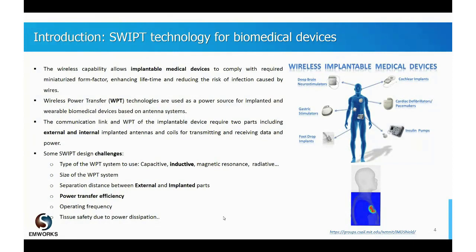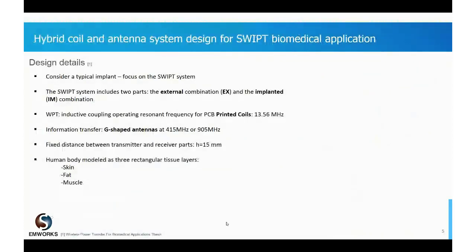And all along, you always have to keep in mind that you're dealing with a human body, so the tissues and safety of exposure to power need to be considered. The good thing is that you can address all of these things in the solutions we'll show you today. You can go from the design all the way to the safety considerations, and how much energy and how much temperature can be induced by this SWIPT system.